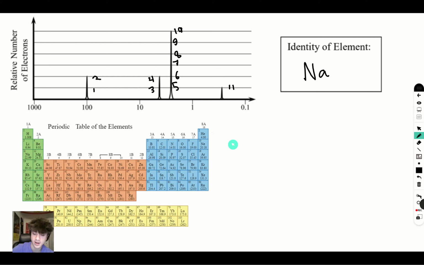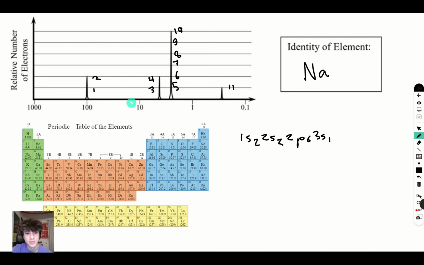So now let's write out the electron orbitals for sodium. So we have 1s2, 2s2, we have 2p6, and 3s1. This is going to be the electrons in their respective orbitals for sodium. As you can see, there's 2, 4, 10, 11.